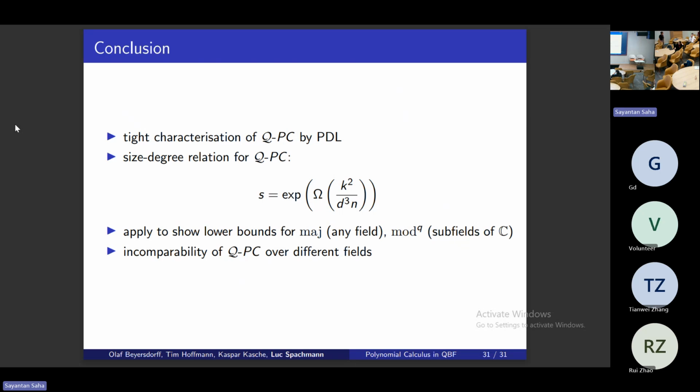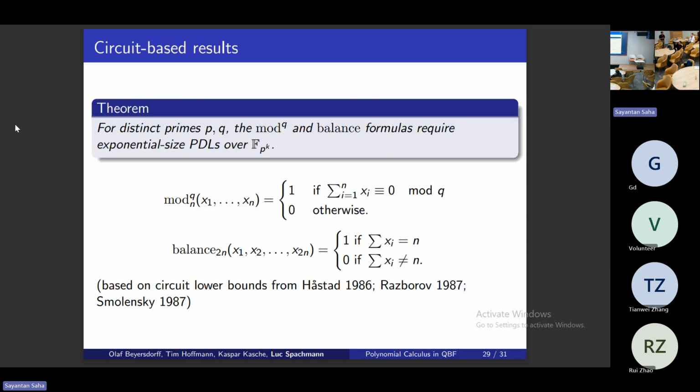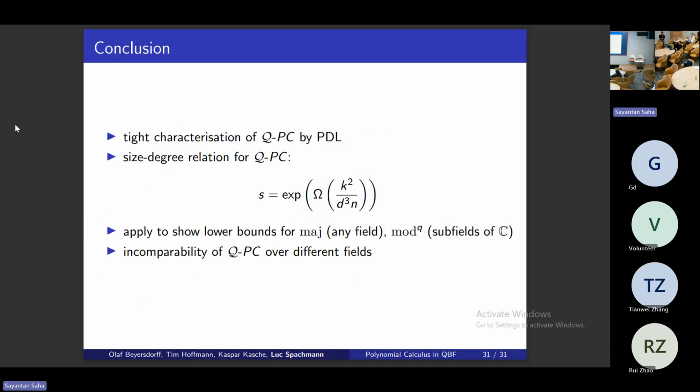Just out of curiosity, the different fields you considered, finite fields, and then what you said, subfields of C. Do you have a more abstract characterization? If you now take arbitrary fields, can you say something about degree, or whatever? Or haven't you thought about that? Not really. So we know that these parity formulas are really hard over any field. But for the rest, we didn't look any further than the finite fields and the subfields of C.